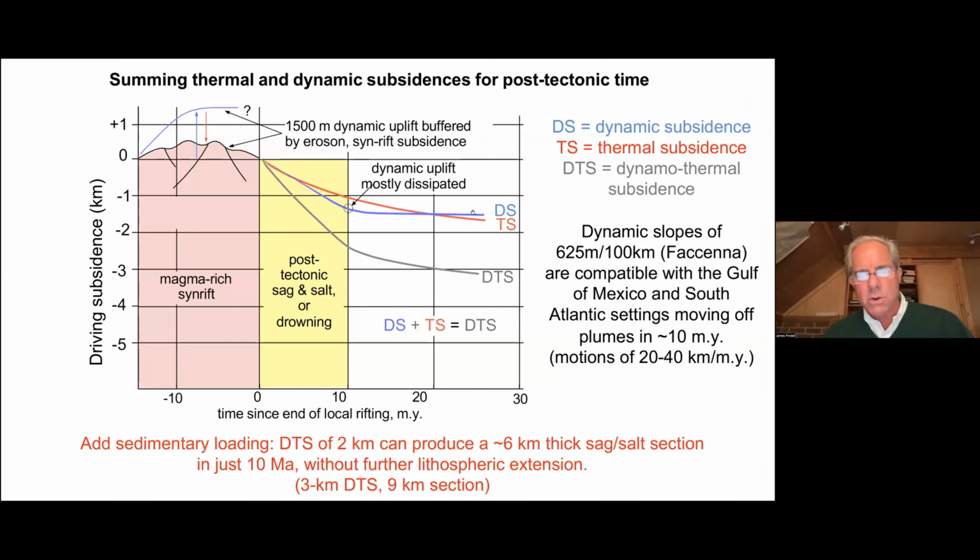Okay, so we can take the two components. There's a thermal component shown in red, that is related to the t to the 1/2. We can add an estimated amount of dynamic subsidence, which is in blue, and the two subsidences can sum to give us the total combined dynamo-thermal subsidence. Now, what's important here is a dynamo-thermal subsidence of 2 kilometers can give us 6 kilometers of thick sag salt section in the absence of tectonic faulting. And if we can find places where these sum up to 3 kilometers of driving subsidence, we can explain a post-tectonic section that's as much as 9 kilometers thick when you also consider sedimentary loading.